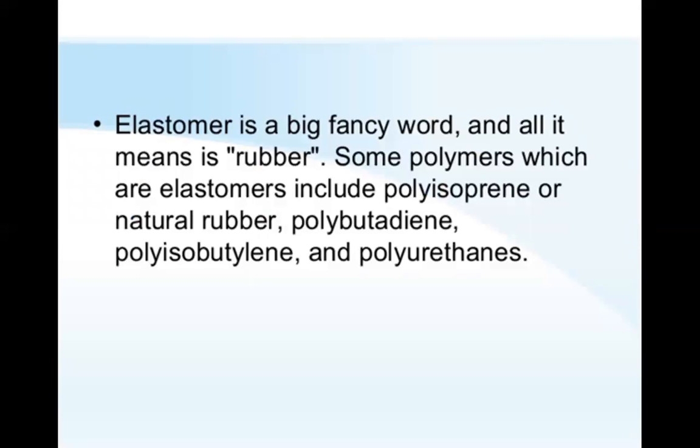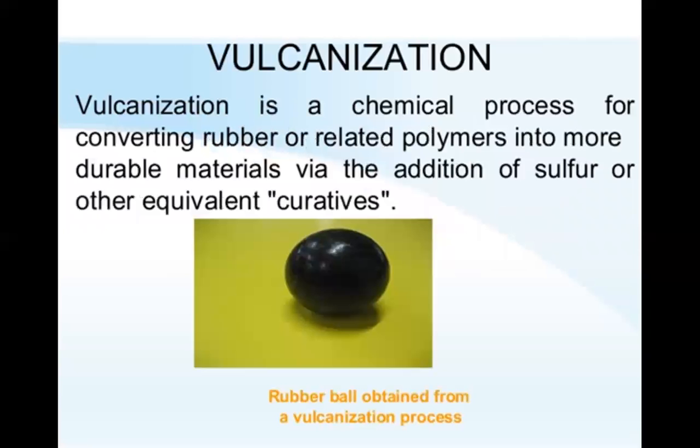Elastomer is a big fancy word; it means rubber. In the rubber, polyisoprene or natural rubber will be present. Polybutadiene is also present, as well as polyisobutylene and polyurethanes. These all come under elastomers only.